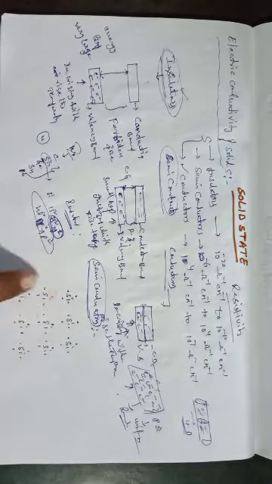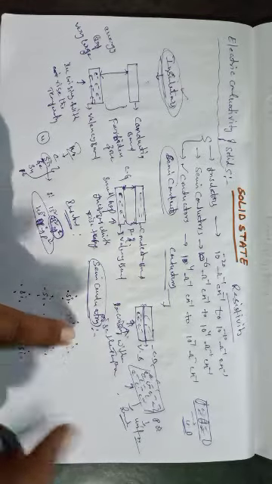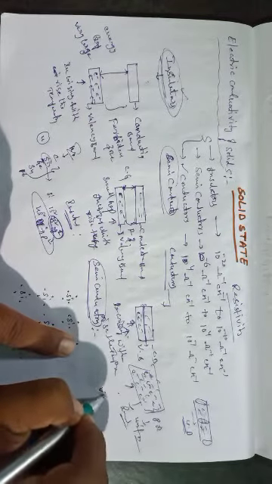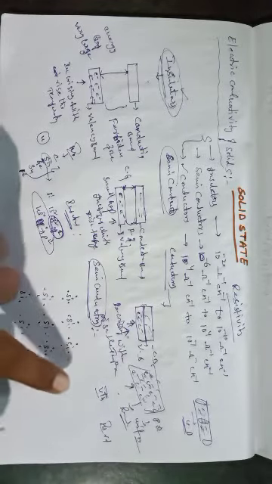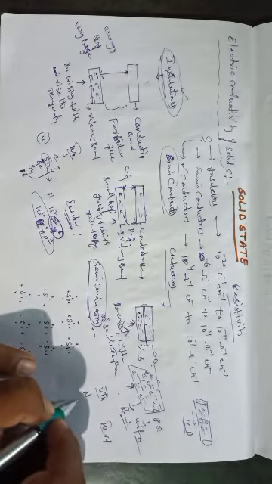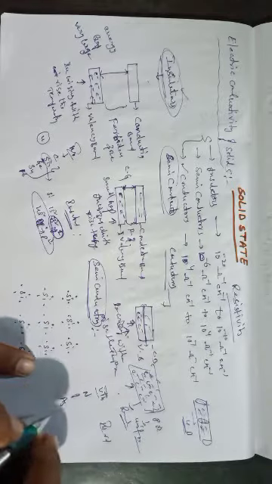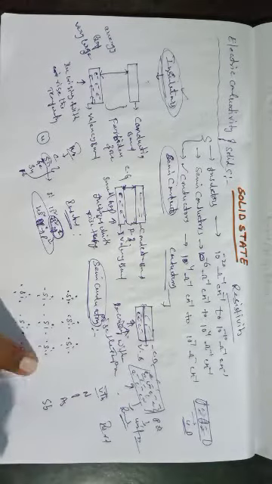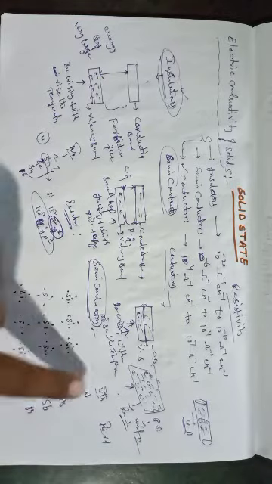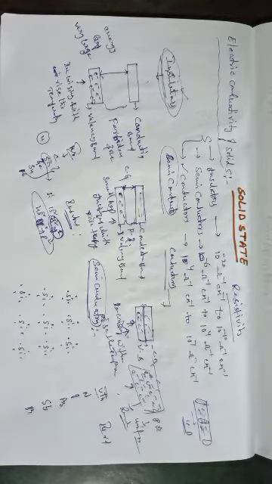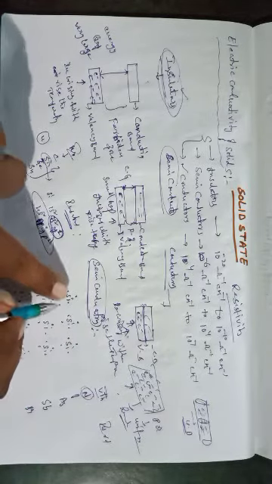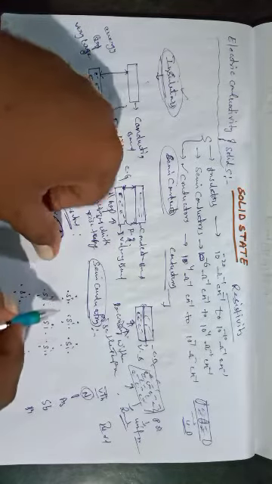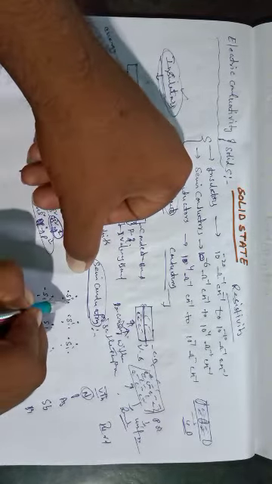Okay students, what type of elements react with these semiconductors? The fifth group of elements and the third group of elements. What are the fifth group of elements? Nitrogen, phosphorus, arsenic, antimony and bismuth. These are fifth group elements. First of all, the 4 valence electrons of silicon react with neighbor electrons like this.